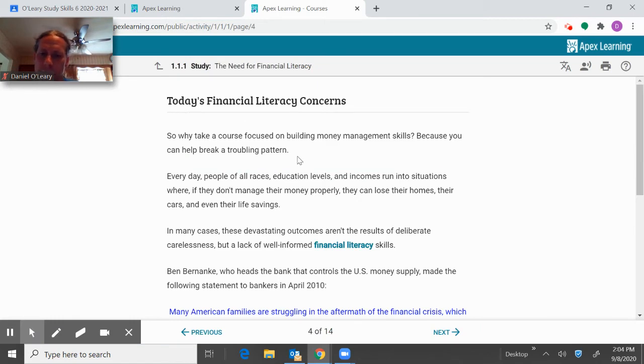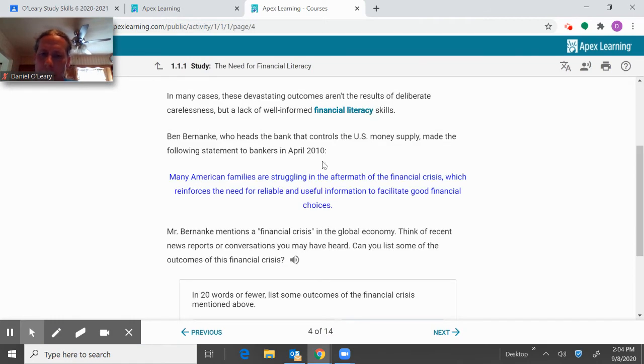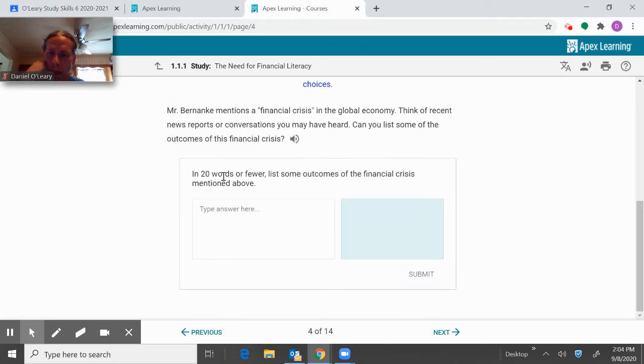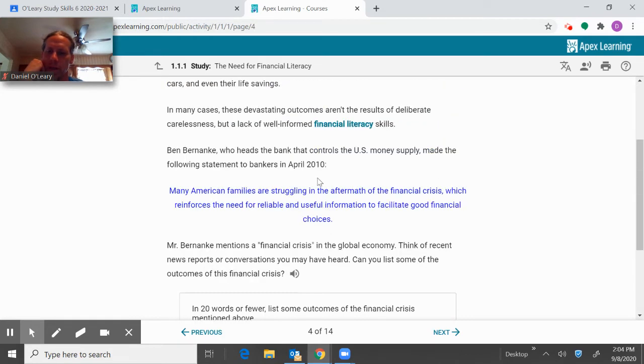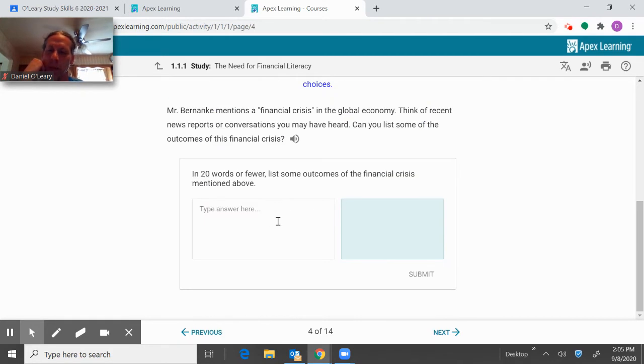Okay, today's financial literacy concerns, again, it gives you some information on the page. Again, if you need it read to you, you can click there. It'll read the page to you. And then in 20 words or fewer, list some outcomes of financial crisis mentioned above. So mention some things about financial crisis. You want to type in those words and then submit your answer.